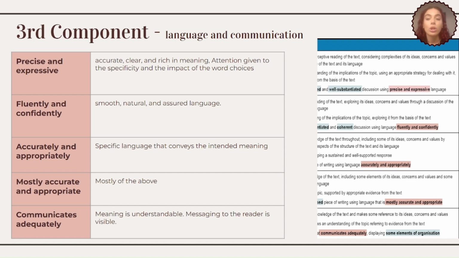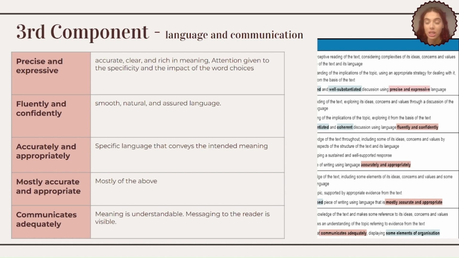Then language and communication. This is basically the way in which you write your piece, the words you use. Pretty obvious, that one. So precise and expressive. You are using accurate language, okay? When we say expressive, make me feel something in response to your piece. I don't mean like make me cry. I mean say it in a way that I'm impacted by your argument in the words that you use. Okay? Make me think, whoa, that was a beautiful way of saying this situation, describing that, you know?